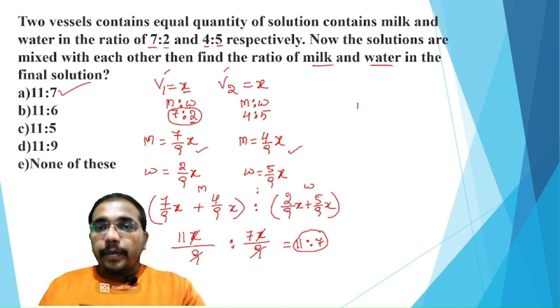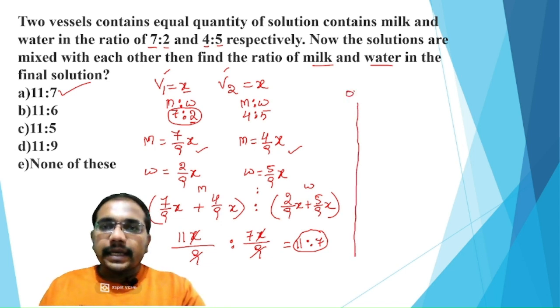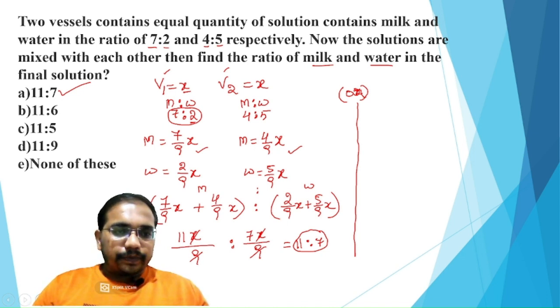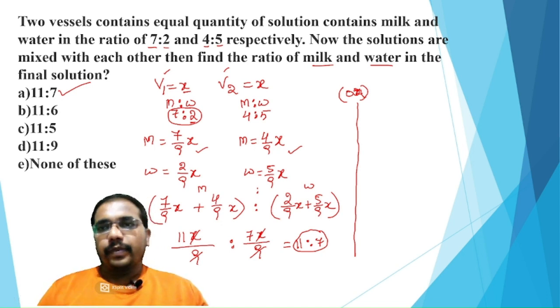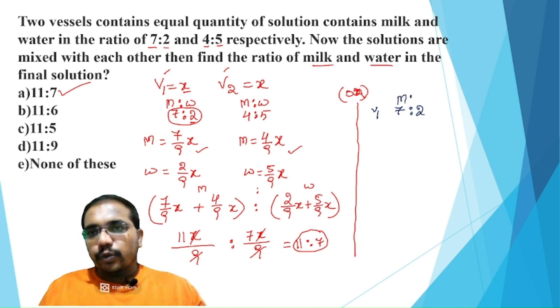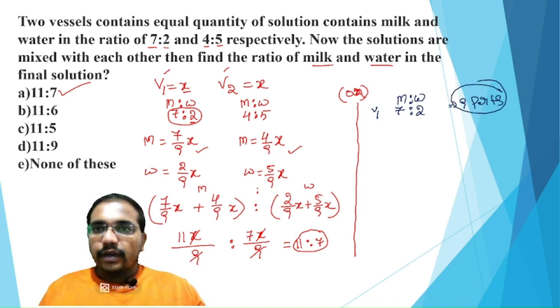But friends, remember, we can solve this question without using these X values. Observe this. The quantity in the first vessel and the quantity in the second vessel are both the same. The first vessel contains milk and water in the ratio 7:2. That means total how many parts? 7 plus 2 is 9 parts.